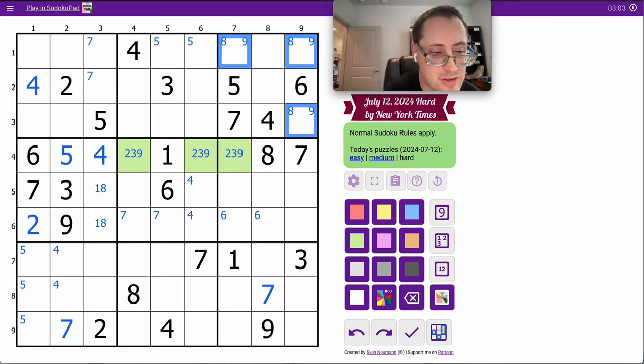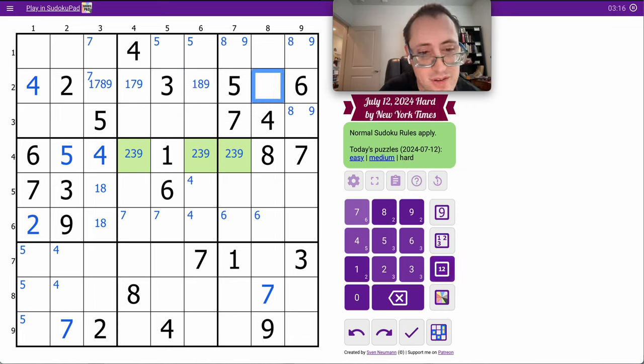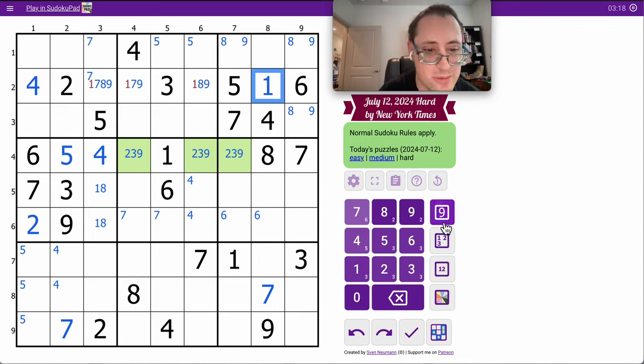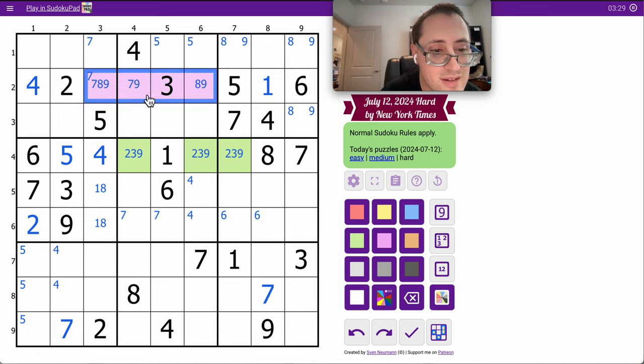Let's see. 2, 3, 4, 5, 6. I need 1, 7, 8, and 9 in row 2, of which that's not 8, and we can't have 0. This can't be 7. Oh, and silly me, that can only be a 1, because I said 1, 7, 8, 9. Well, this sees 7, 9, and 8. So, just like that. Is no good.